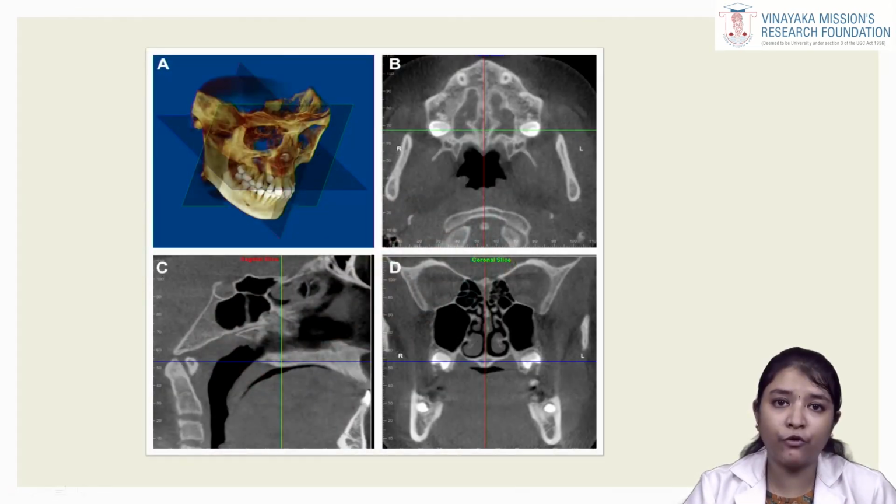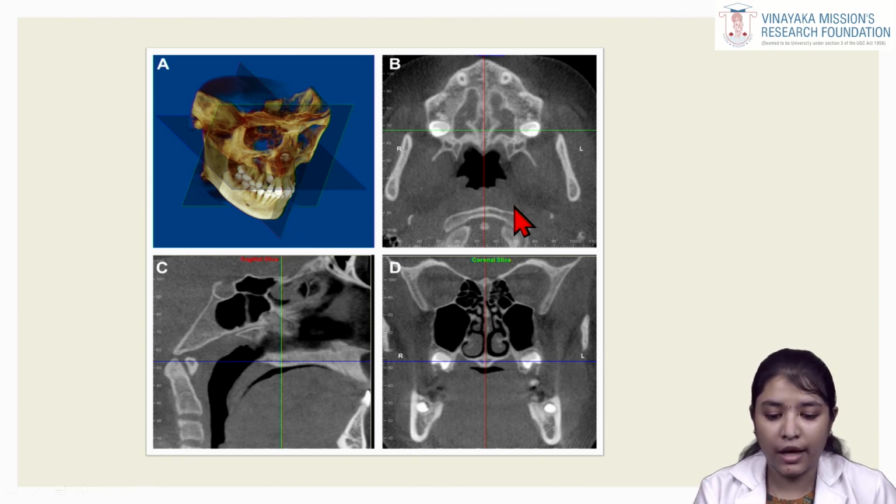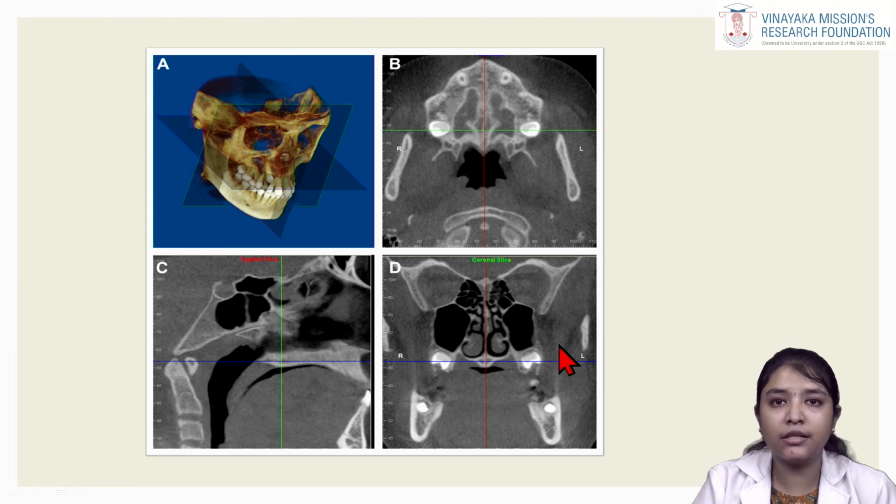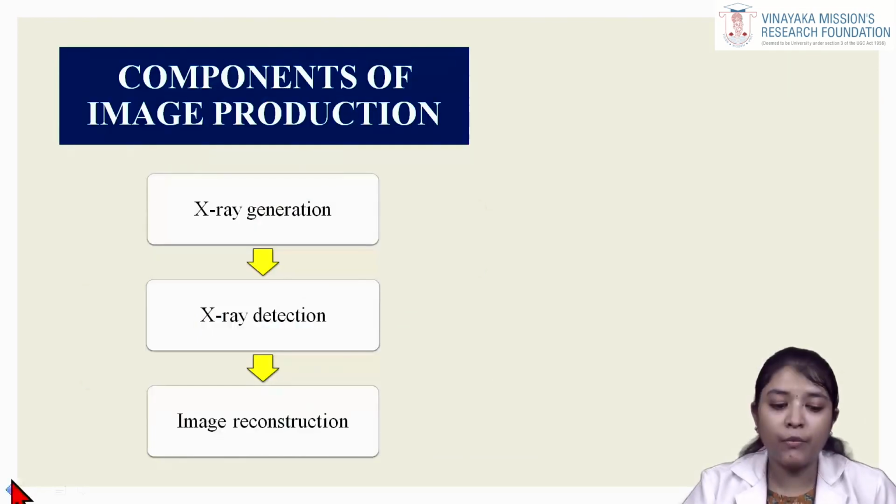As I said before, there are three orthogonal planes along with the 3D image. The first image shows the 3D reconstructed view, the second image in the top right is the axial section, in the lower left is the sagittal section, and in the lower right is the coronal section. The components of image production include X-ray generation, X-ray detection, and image reconstruction.